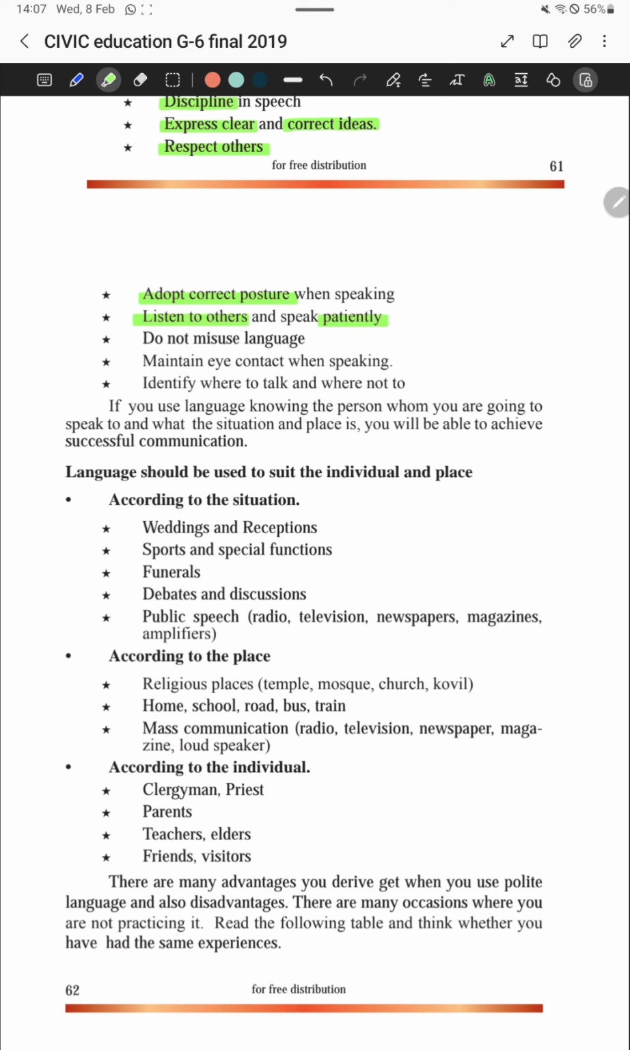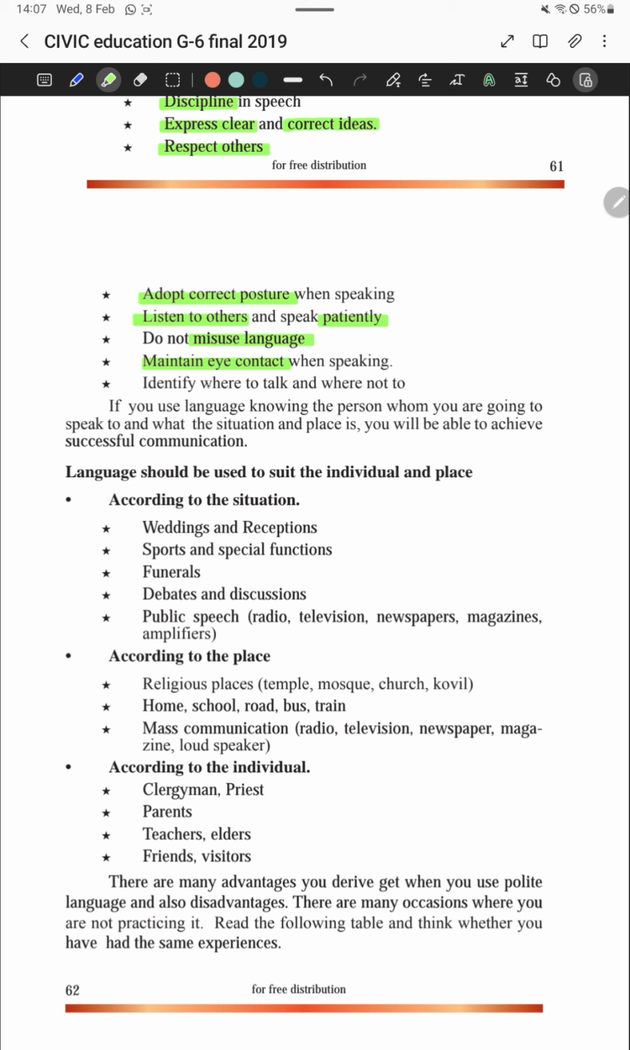And also do not misuse language. I told you many times that one, right? Don't use bad words, and also don't misuse it. Maintain eye contact when speaking. Talk to the eyes, right? Don't talk to the sky. Always talk to the eye, right? Maintain eye contact. And also identify where to talk and where not to talk, right?